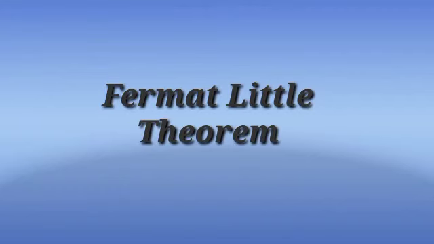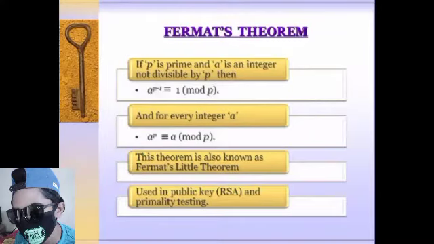And now, let's proceed to Fermat's little theorem. If p is prime and a is an integer not divisible by p, then a to the power p minus 1 is congruent to 1 mod p. And for every integer a, a to the p is congruent to a mod p. This theorem is also known as Fermat's little theorem, and it is used in public key RSA and primality testing.